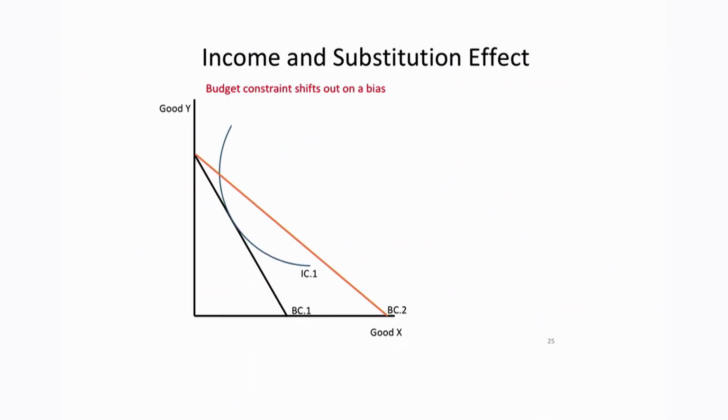So that tells us that we will have a biased shift out of the budget constraint. All else equal, at the maximum, we can consume more of good X.